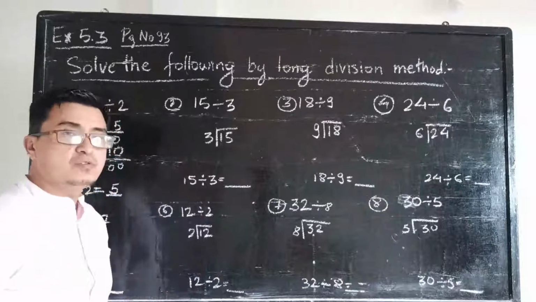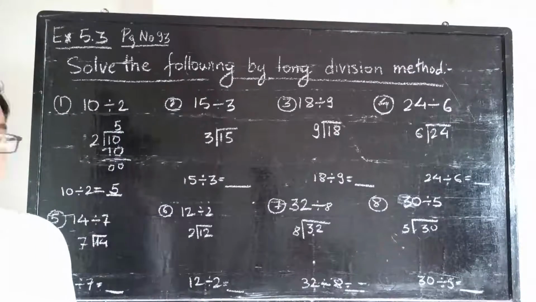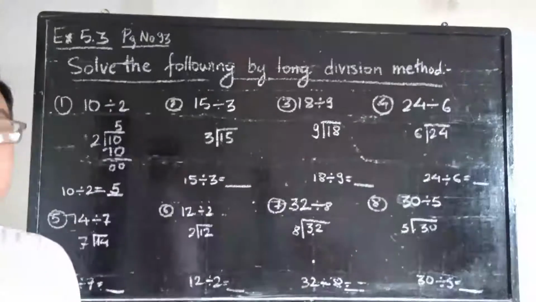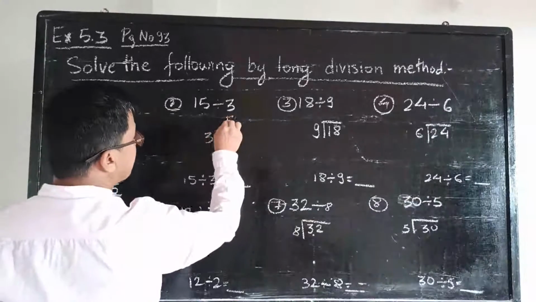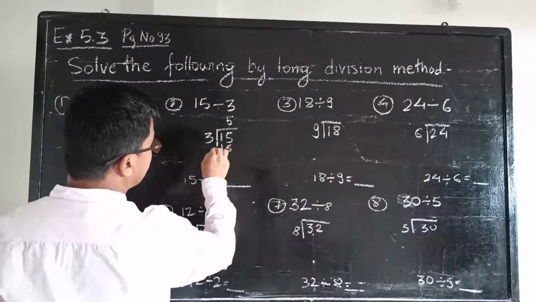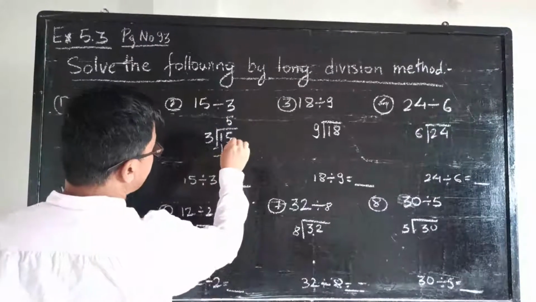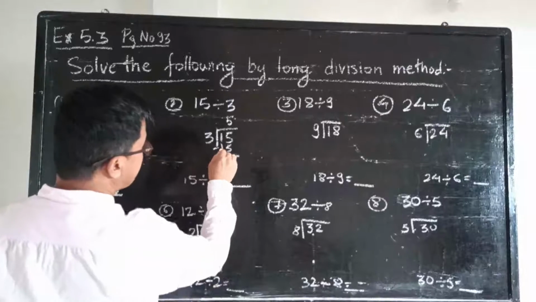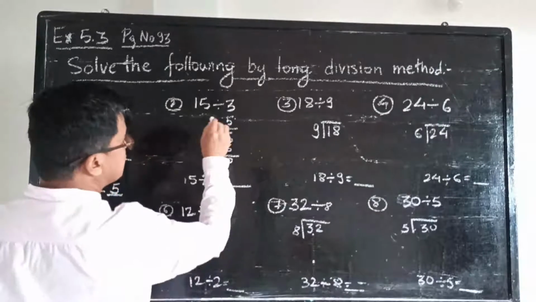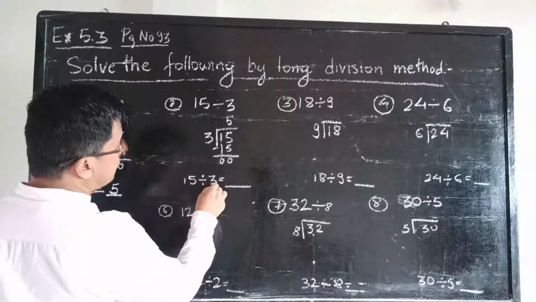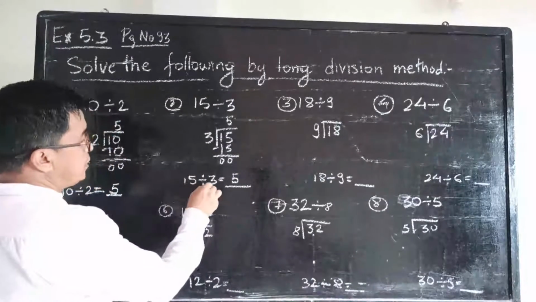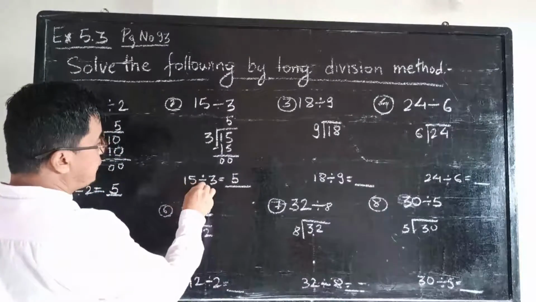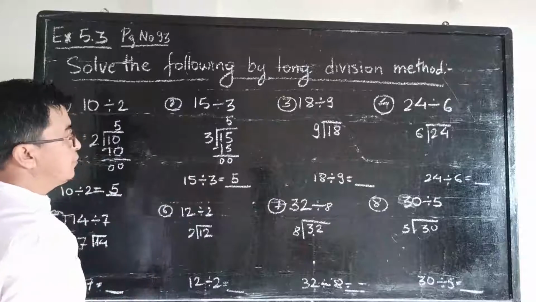3 ones are 3, 3 twos are 6, 3 threes are 9, 3 fours are 12, 3 fives are 15. 3 is going into 15 how many times? 5 times. 3 fives are 15. Now minus, 5 minus 5, 0, 1 minus 1, 0. The quotient is 5. 15 divided by 3 is equal to 5.